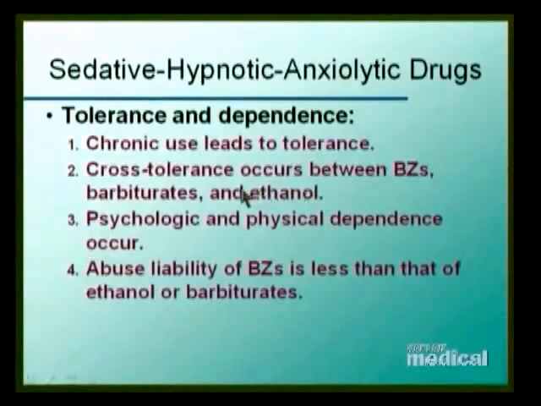The type of dependence that is seen is both psychologic and physical. Psychologic dependence is established when upon withdrawal, craving occurs. Craving to benzos, barbiturates, and alcohol is very strong, pushing the patient to look for more drug. On the other hand, the physical dependence is established when upon withdrawal there are physical symptoms, in other words, a syndrome that we call withdrawal. Although the abuse liability of benzos is less than that of ethanol and barbiturates, it is real.